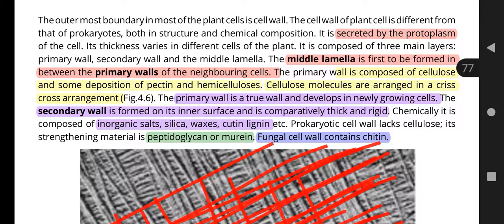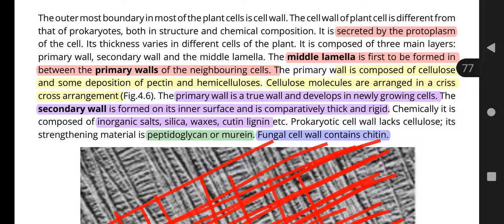Prokaryotic cell wall lacks cellulose. Prokaryotes do not contain cellulose. Actually, they are composed of some sort of polysaccharide subunits. These are called peptidoglycans or murein, and the fungi contain chitin instead of cellulose. Prokaryotic cell wall lacks cellulose. Its strengthening material is peptidoglycan, and the fungal cell wall contains chitin.